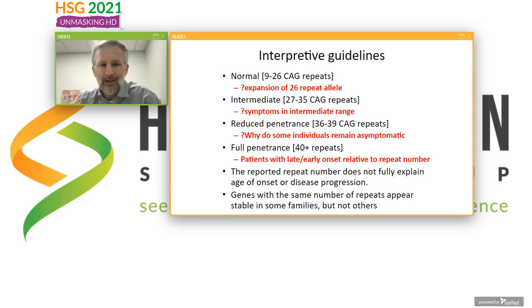And finally, when we get into the full penetrance range of 40 or more, I'm sure all of you may have, for example, 42 repeats. Maybe your symptoms started when you were 43 years old, and you've met somebody online who had the same repeat number who didn't show symptoms till they were 50. And why is that? Why is it that two people with the same repeat number can have such different ages of onset? And even more fundamental, why is it that the symptoms don't start until some particular age? You have that 42 repeat from the moment of your conception. Why is it that the symptoms don't start until you're maybe 40, 45 years old? So we know that the repeat number that we give on the report doesn't capture all of the complexity of Huntington's.